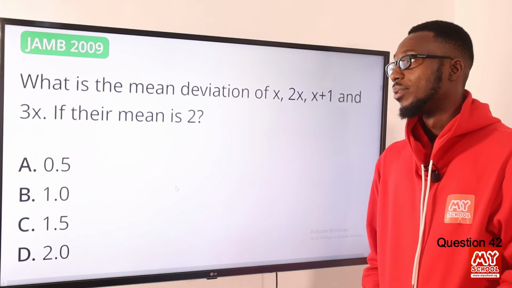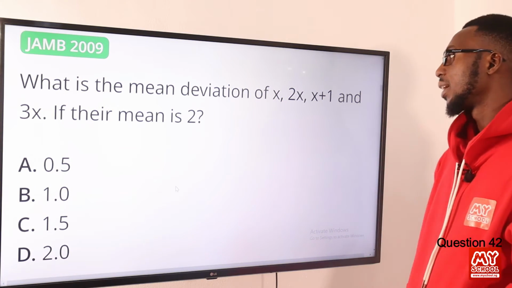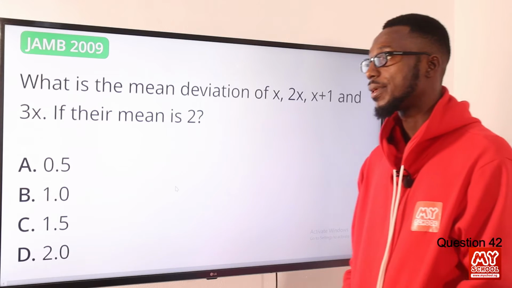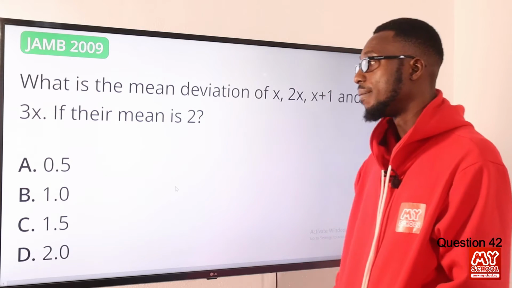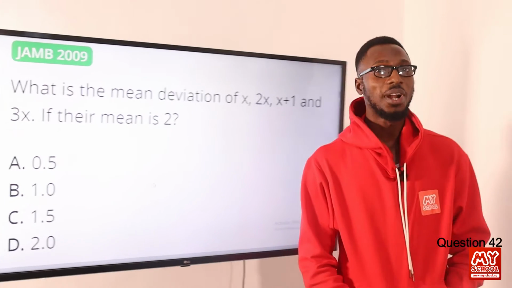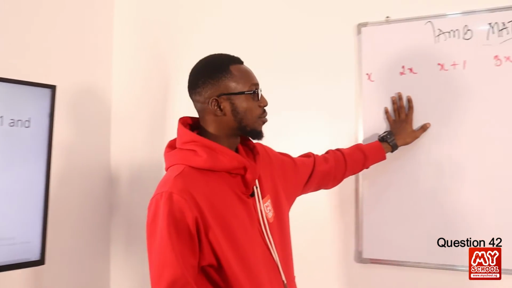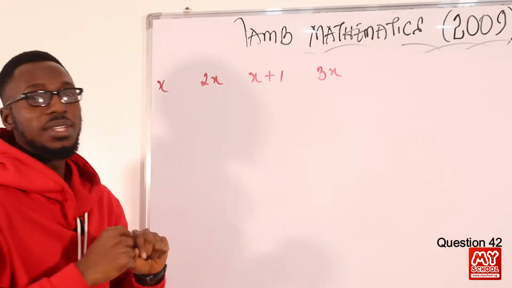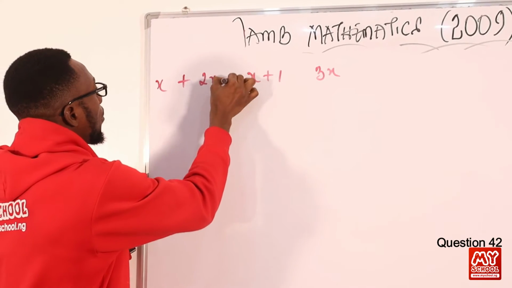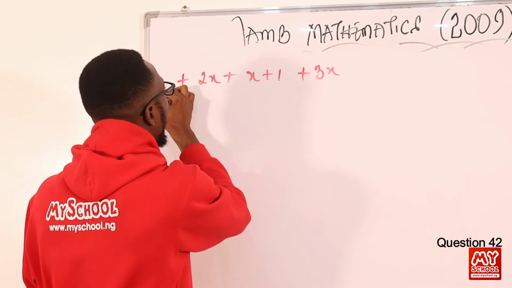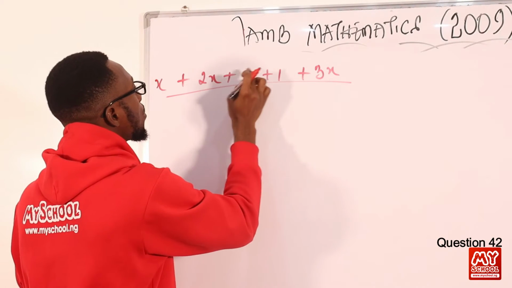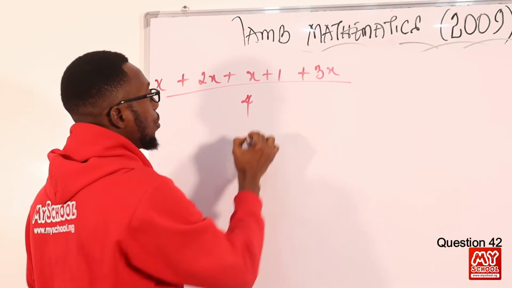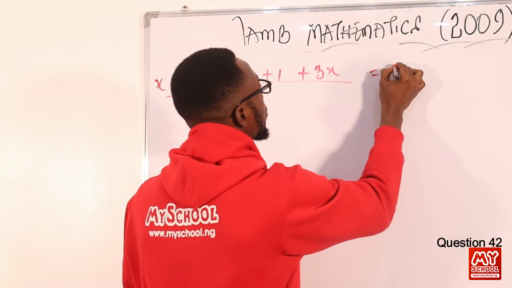42. What is the mean deviation of x, 2x, x plus 1, and 3x if their mean is 2? All right. So the first thing we have to do, we have to determine what the value of x is. So let's just add up these values. Okay, how many are they? I have 1, 2, 3, 4. And we know that their mean is actually 2.